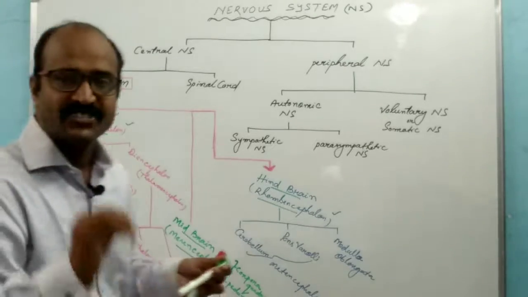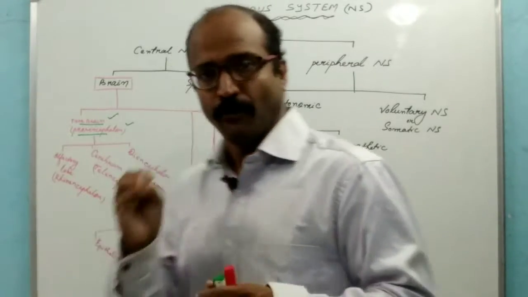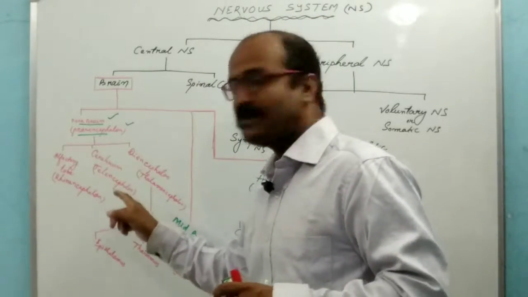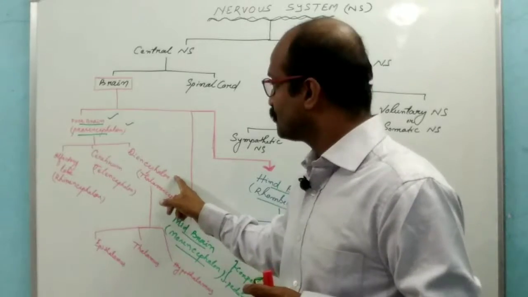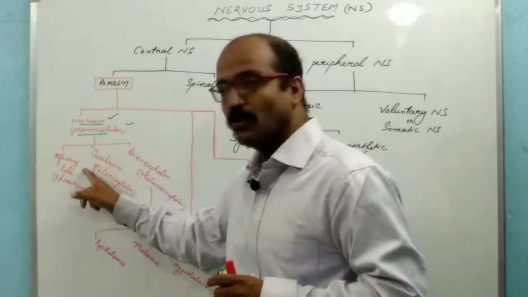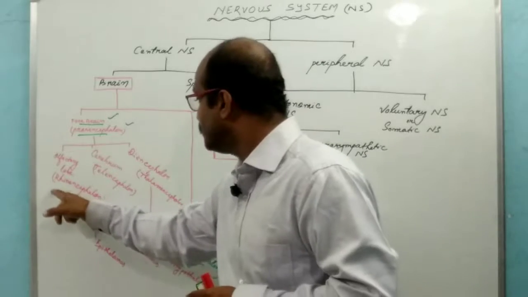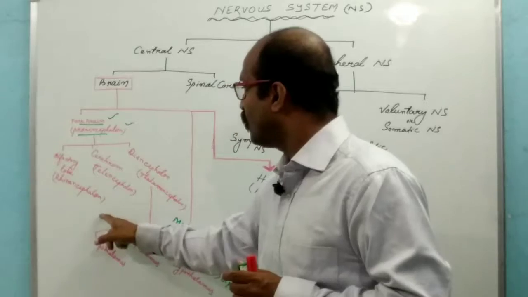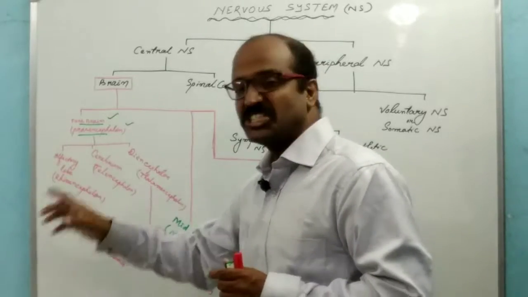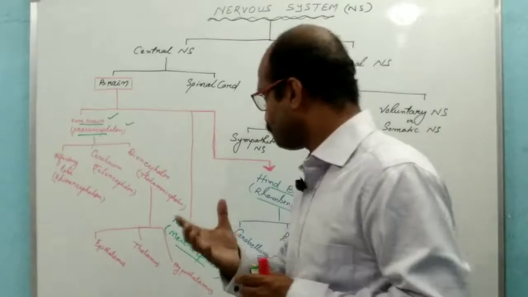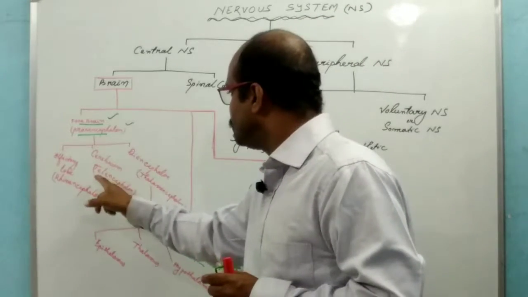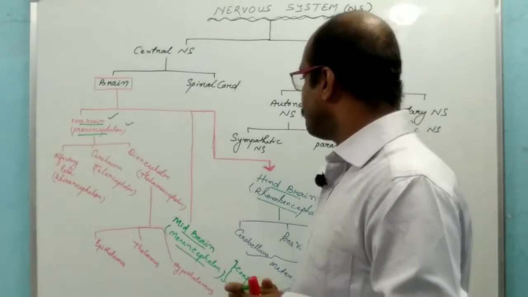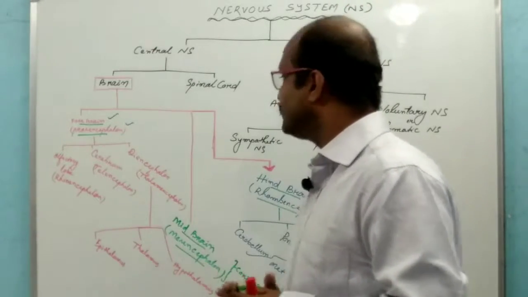The forebrain has three important parts. One is the olfactory lobe, then the cerebrum, then the diencephalon. Very important: the olfactory lobe, also known as the rhinencephalon, is the portion which controls our smelling power. The cerebrum is also known as the telencephalon, and another part is the diencephalon, also known as the thalamencephalon.